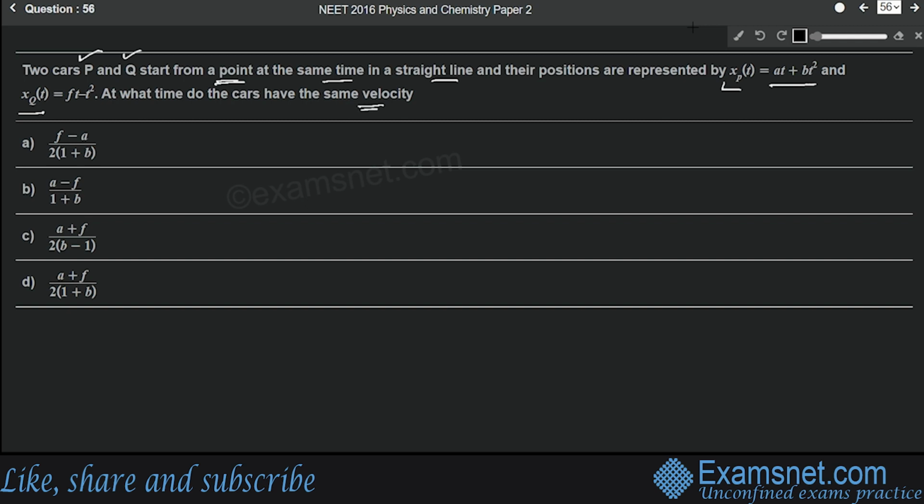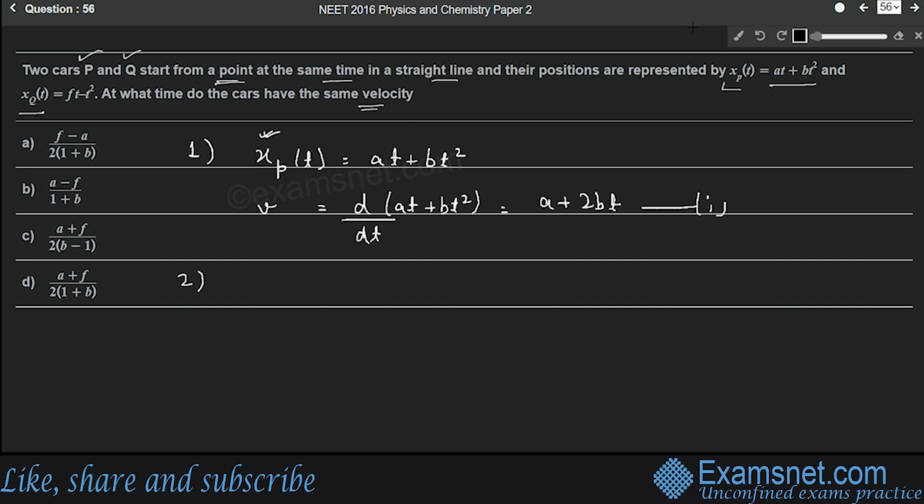Okay. So for the first car, let's write it down here. For the first car, we know that the equation is xp(t) equals at plus bt square, right? So x is the distance traveled. So what will be the velocity? Velocity will be the differentiation of this. That means d(at plus bt square) by dt. On differentiating it, what do we get? We'll get a plus 2bt. You know the basics of differentiation. So let's write it as equation number 1.